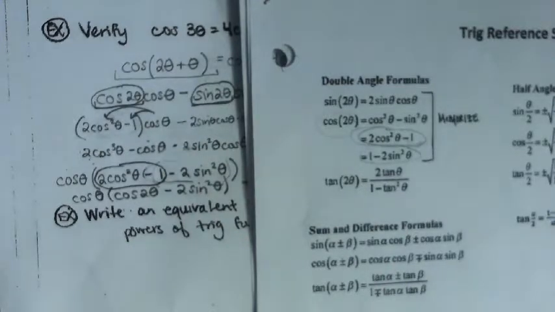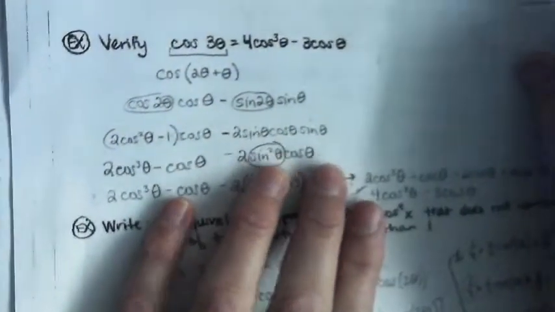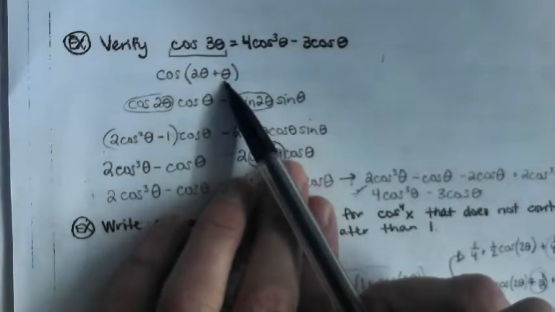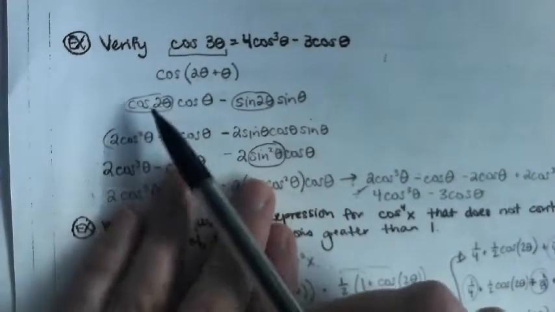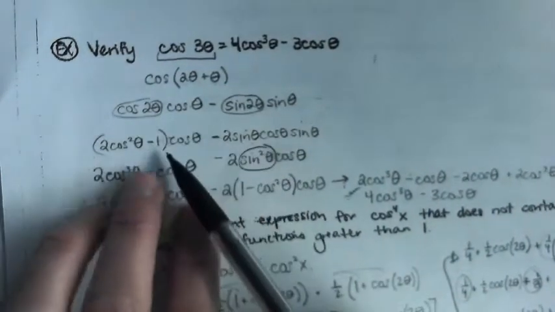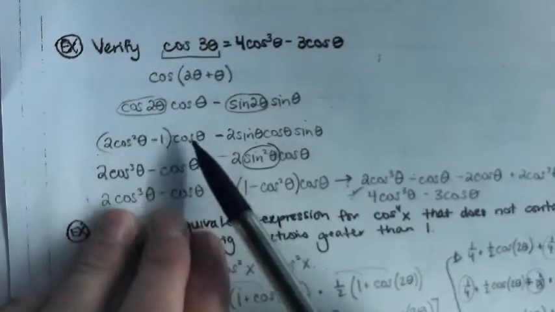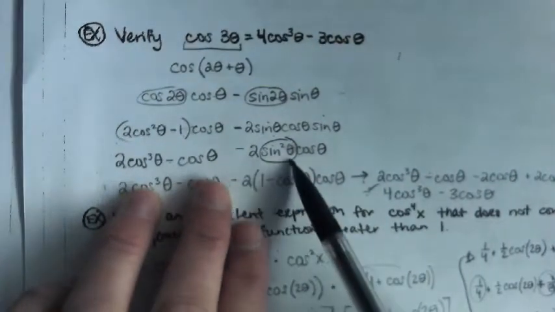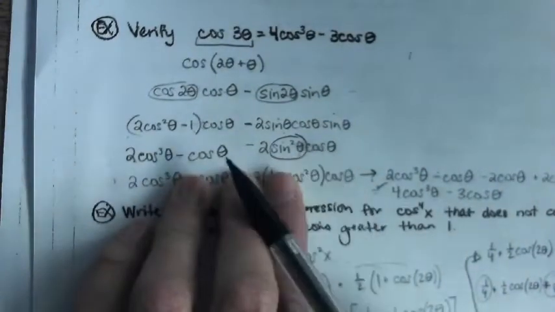I did this one yesterday. I did it a totally different way. Let's look at this. I started the same, 2 theta plus theta, and then I split it up. And then I did use a double angle, and I did use that one. I then distributed 2 cosine cubed minus cosine theta minus 2 sine squared theta. So up until here, it's the same thing, right?